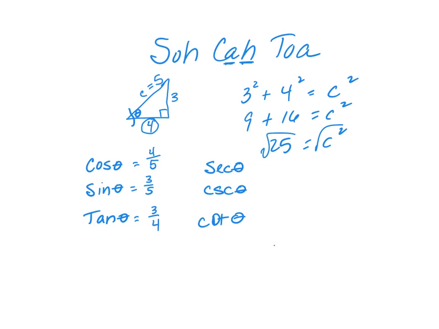So remember we learned that secant is the reciprocal of cosine. So this is really hard. It's going to be 5/4. The cosecant is the reciprocal of sine. It's going to be 5/3. And the cotangent is going to be 4/3. So I'm going to make up a really hard one here.